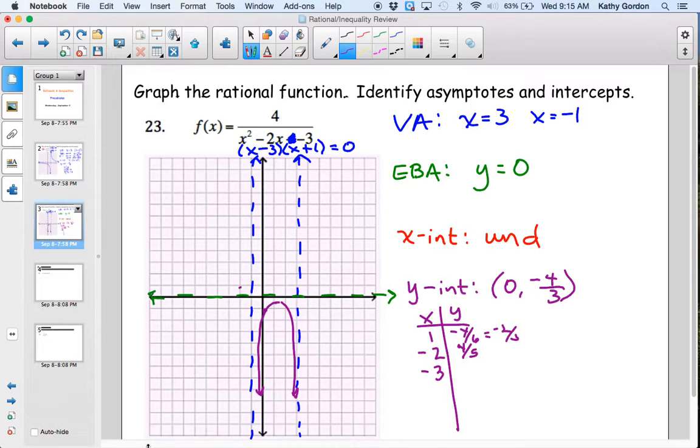Okay. How about negative 3? Negative 3 in here: negative 6, and negative 3 in there: negative 2. Negative 6 times negative 2 is 12, and 4 over 12 is 1/3. More or less than 4/5? Less. So I've got to go a little bit less than that over here.